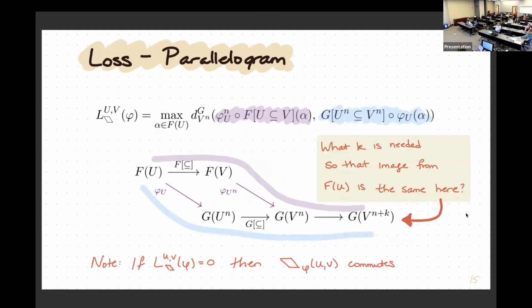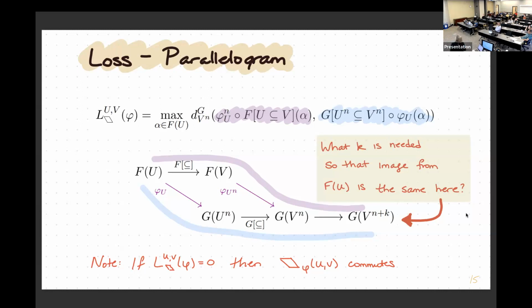And so now I have a loss function. So I handed you natural or n assignments that don't necessarily commute, right? And so if they don't commute, what that means is I can start with some object up in f of u, and I can follow around the parallelogram, and I get two different things over here. And so then what I can do is define my loss function by saying, how big does k have to be before those two things are the same, right? So if I have some alpha, and I start in the top left, if I follow the purple side around and down and go forward into k, that's the purple highlighted thing up there. If I follow down and over, that's the blue thing over here, right?